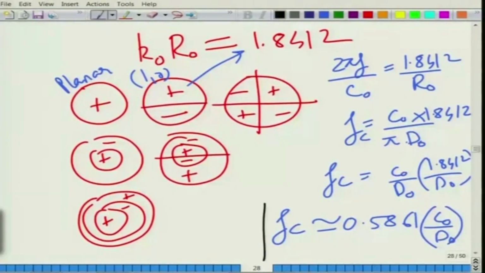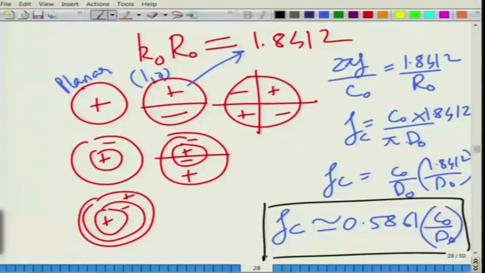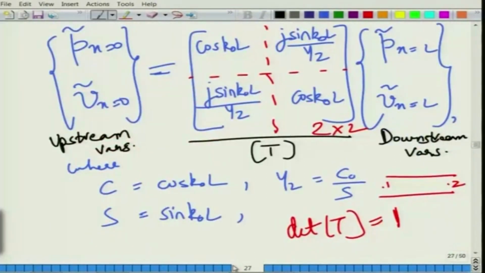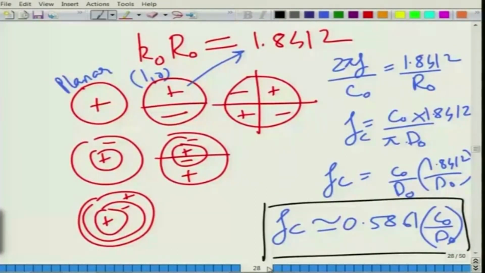So, the point I am trying to make is that this transfer matrix is a valid one if you are well within, or probably less than, the frequency given by this expression, because at such frequencies only the planar waves will propagate. This cut-on frequency obviously will change for an elliptical duct, something that we discussed a long time back, and for a rectangular duct it will be a different expression.